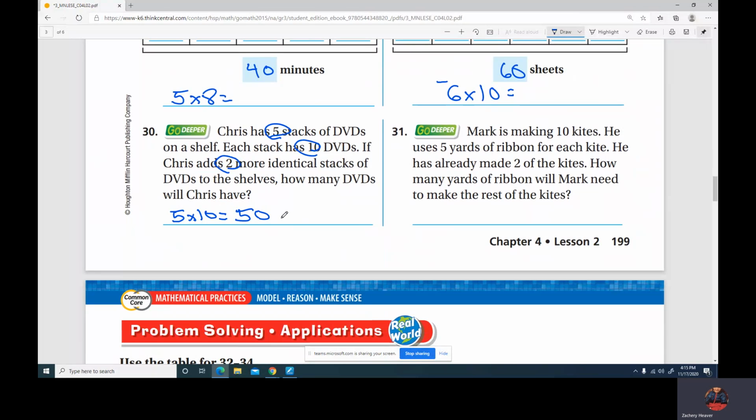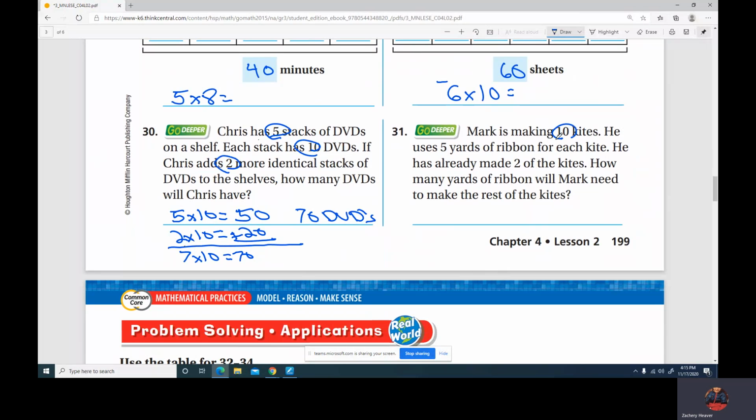He has 50 DVDs. But he adds 2 more stacks of the same amount. So now we have 2 times 10, which is 20 DVDs. 50 plus 20, if we do mental math, we know that now Chris has 70 DVDs. You also could have taken 5 and 2, because 5 stacks and he added 2 more stacks, made 7. Let's make 7 times 10, which also is 70. So you could have done it either way.